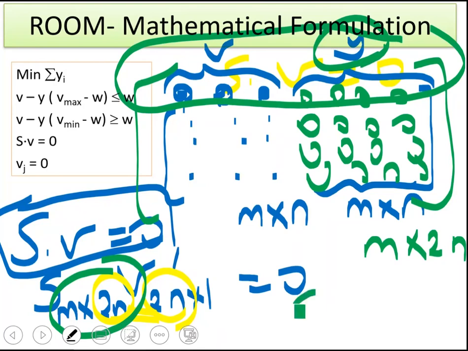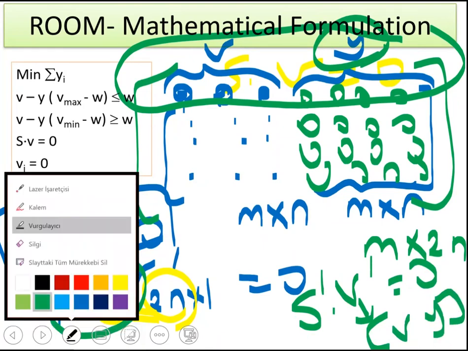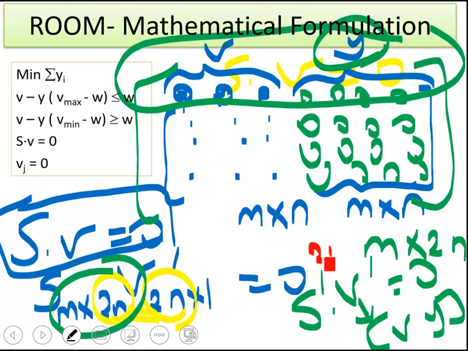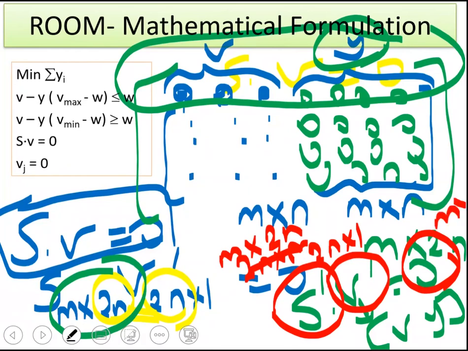So you will have this S prime times V prime equals zero. This is now the combination of V and y. So the dimension is here 2n by 1 for this. And here the dimension is m by 2n. Here the dimension is again m by 1, because the number of rows was not changed.